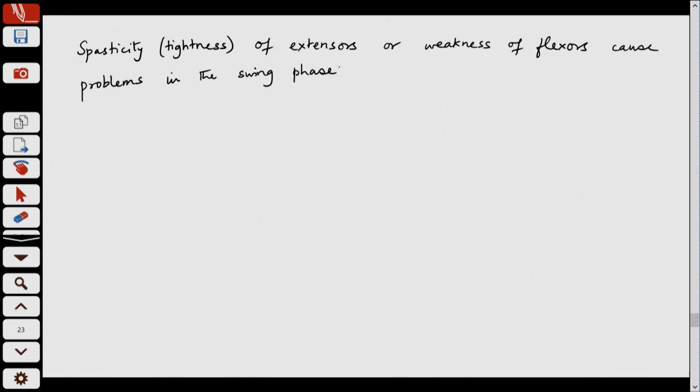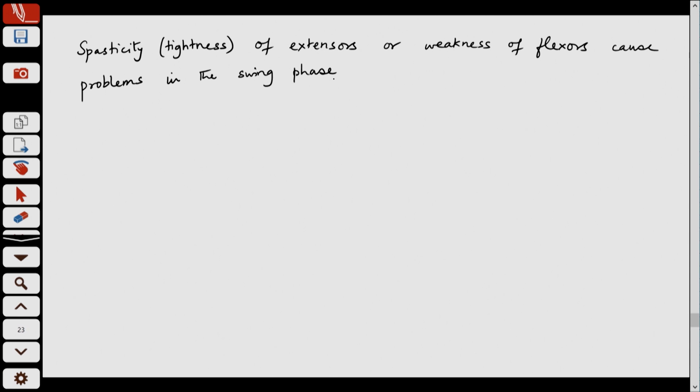So, when you have tightness of the extensor, that is actually causing a problem with shortening the leg, not with lengthening the leg, right. So, both these, tightness of the extensor and the weakness of the flexor, both cause problems in shortening, okay, because a tight extensor will prevent the comfortable flexion. So, both these affect the swing phase.